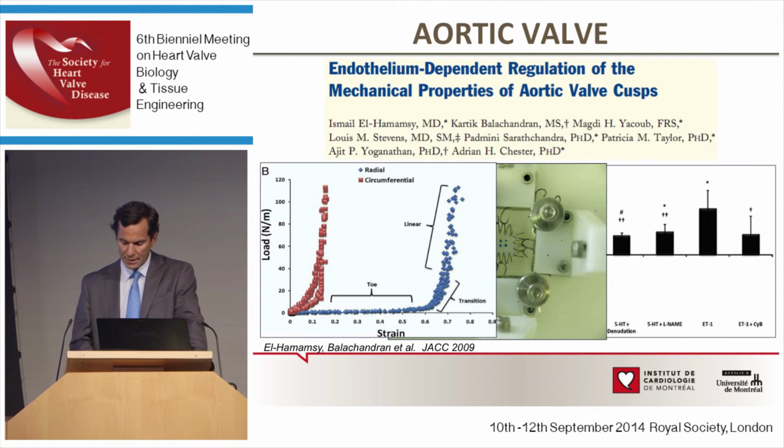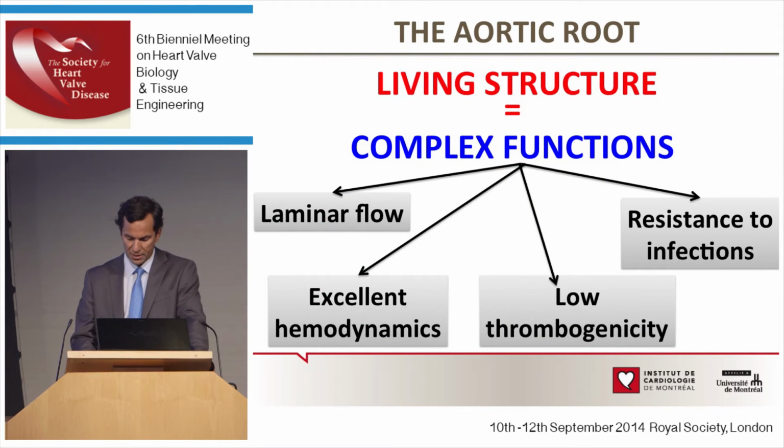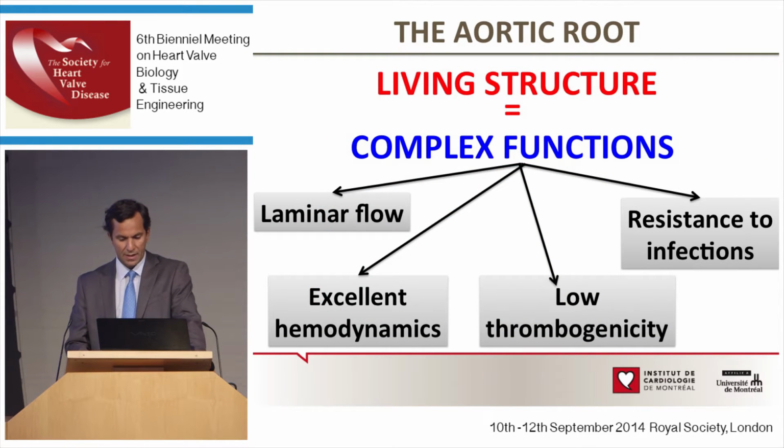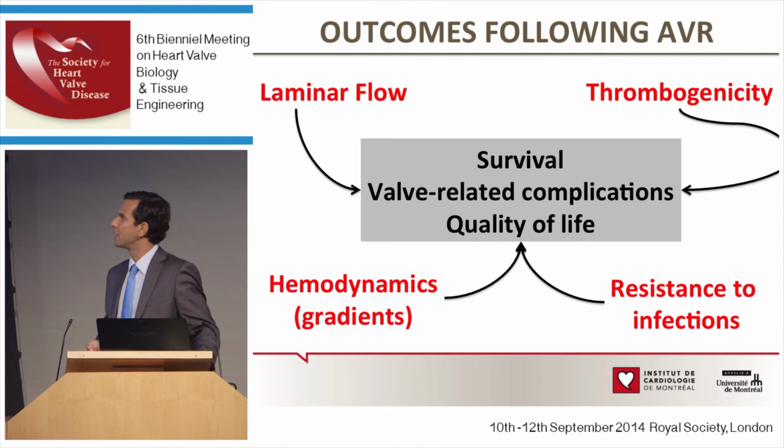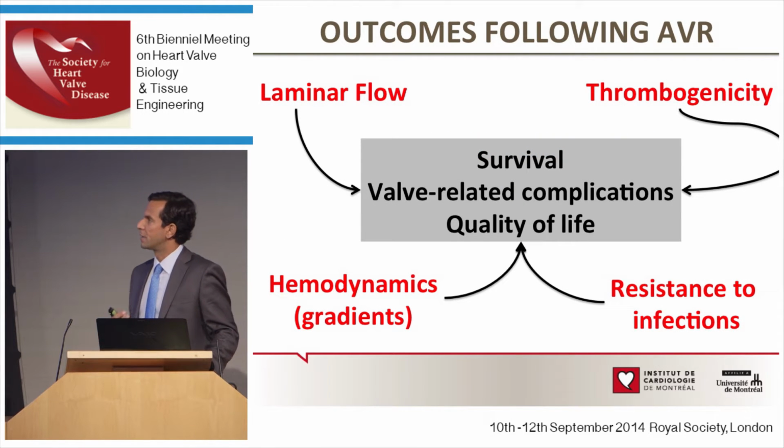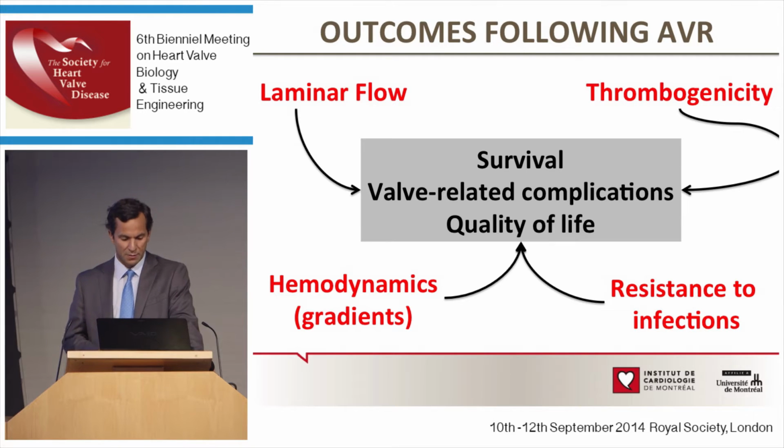Now, that living structure from a physiological standpoint in living human beings really does translate into complex functions, and these translate in a human being in perfect laminar flow in a normal tricuspid aortic valve, in excellent hemodynamics in a healthy valve and root, in low thrombogenicity, in good resistance to infections, and all these items which we just mentioned will have a major impact on patient or subject survival, on the rate of valve-related complications, and on the quality of life of patients.